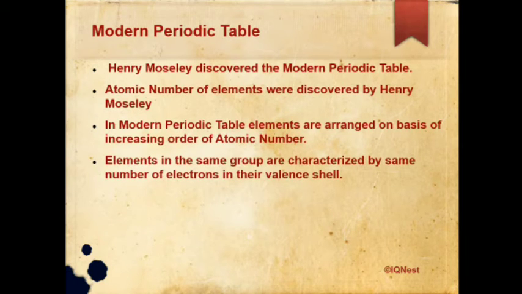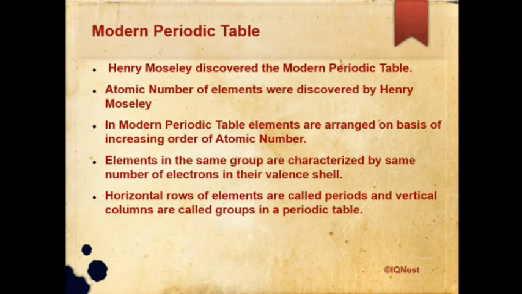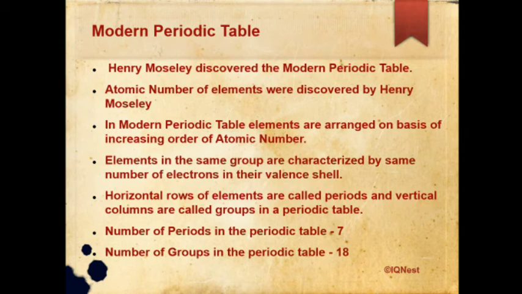Elements in the same groups are categorized by the same number of electrons in their valence shell. Horizontal rows of elements are called periods and vertical columns are called groups in a periodic table. So the horizontal rows are called periods and vertical columns are called groups in this modern periodic table. The number of periods in the periodic table is 7 and the number of groups is 18.